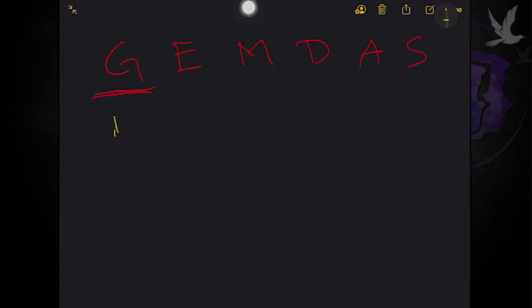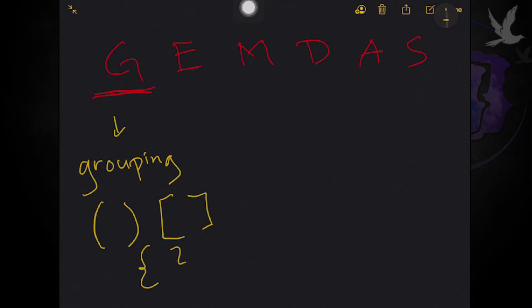G stands for grouping. What do you mean by grouping? This basically refers to the open close parentheses, the brackets, and such. I don't know how to draw the third bracket. E refers to exponent. M refers to multiplication. D refers to division. A refers to addition. And S refers to subtraction.